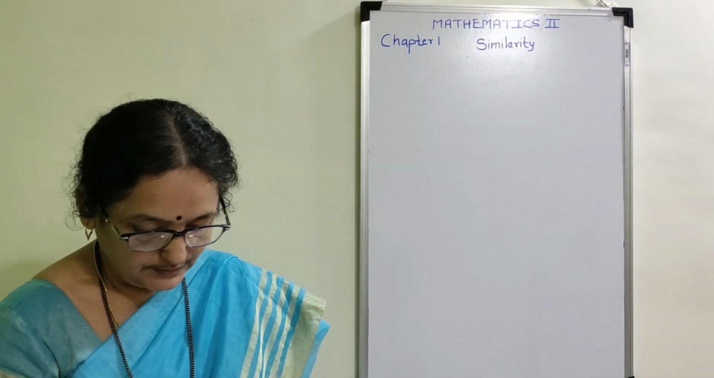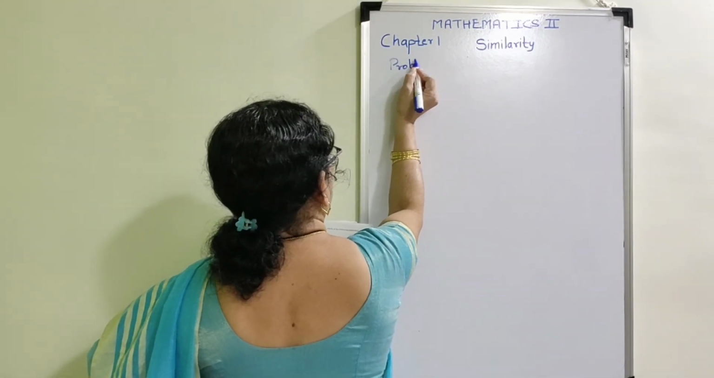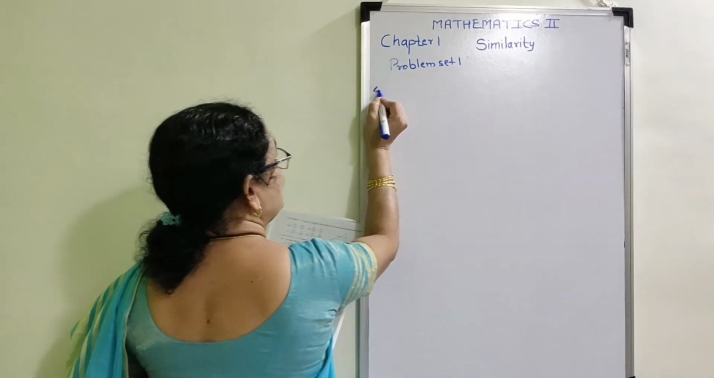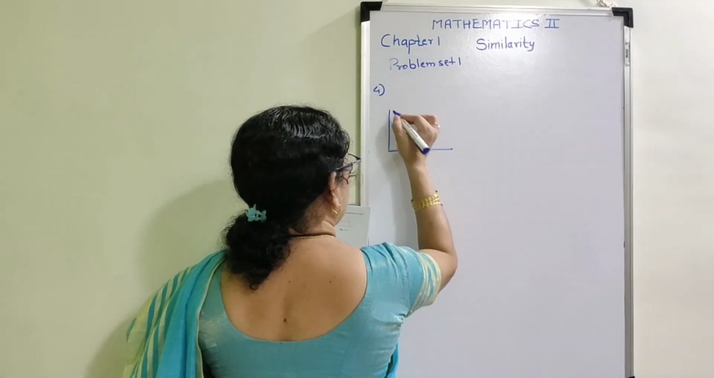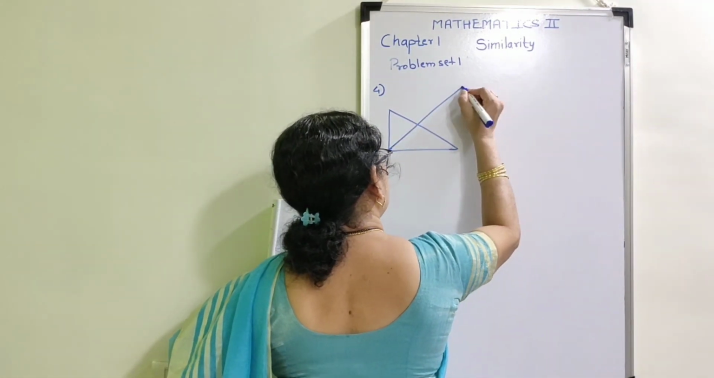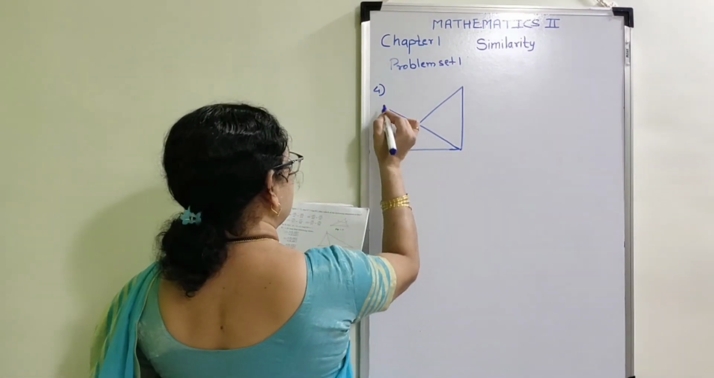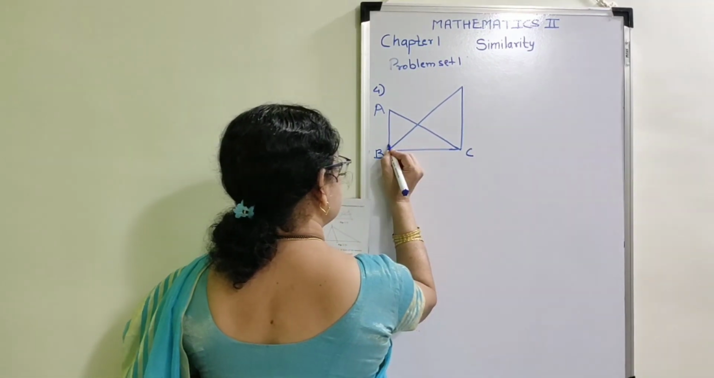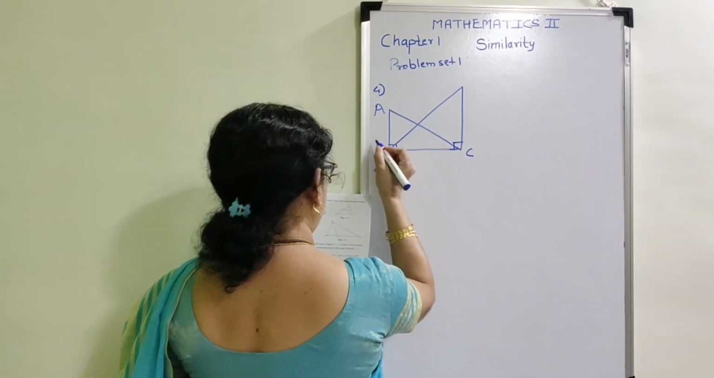Now consider the fourth example. Example number 4. Two right angle triangles are given. When you are going to study mathematics 2, try to learn each and every example with the help of the given figure. And it is very important. A, B and C. This is first right angle triangle. And DCB is the second right angle triangle.